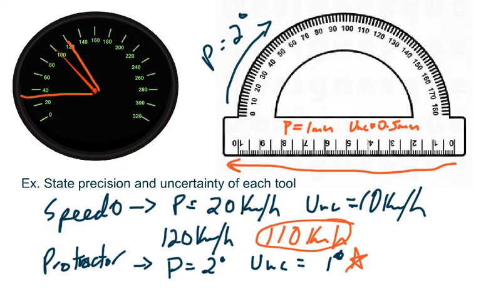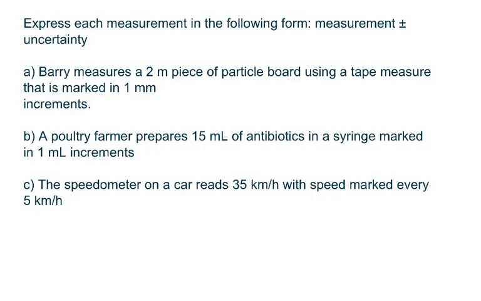Okay, so this goes with everything. This can be on any tool. You can go grab a tape measure right now, and maybe it measures 1/16 of an inch. So the precision would be 1/16 of an inch. Uncertainty would be 1/32. Okay, so it's always half. So let's go and do a couple examples.